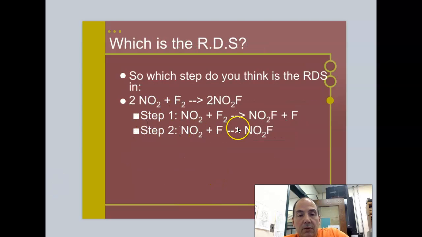Going back to this, should we be able to identify the rate determining step? Yes, we should be able to. Looking here, when I bring these two together, I have to break a bond between fluorine and fluorine. But when I bring these two together, I don't have to break a bond. Yes, I have to make a bond, but I had to make a bond here and here. So the bond breaking is what's going to make this a slower step and this a faster step.